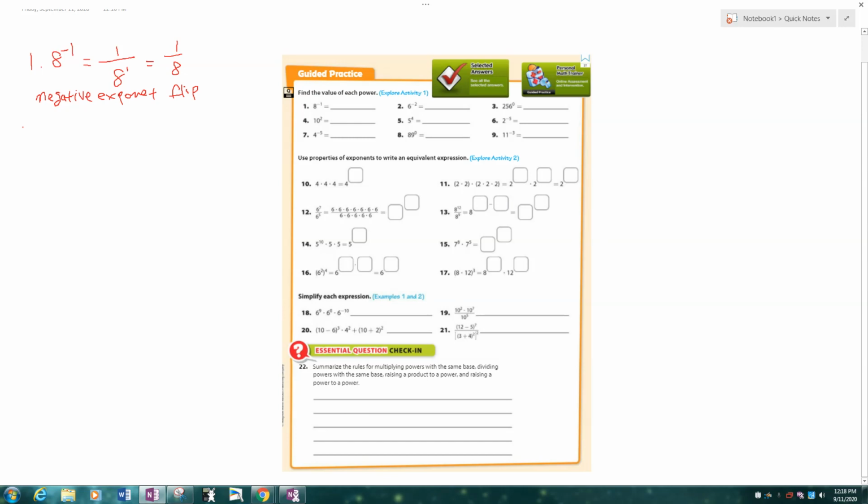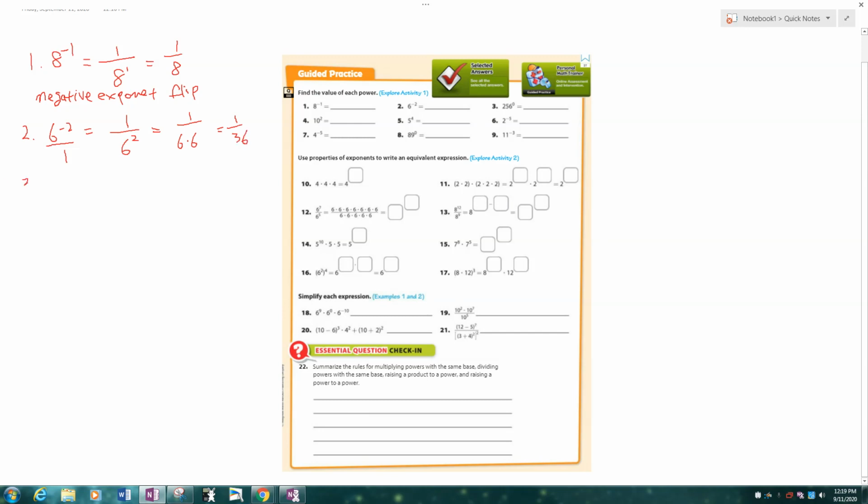Number 2 is 6 to the negative 2. Negative exponent, you flip. What I mean by the flip is that every number is over 1, but you flip, it becomes 1 over 6 to the second power. Once you flip, drop the negative. So that's 1 over 6 to the second power, or 1 over 6 squared, which is 1 over 6 times 6, therefore 1 over 36.